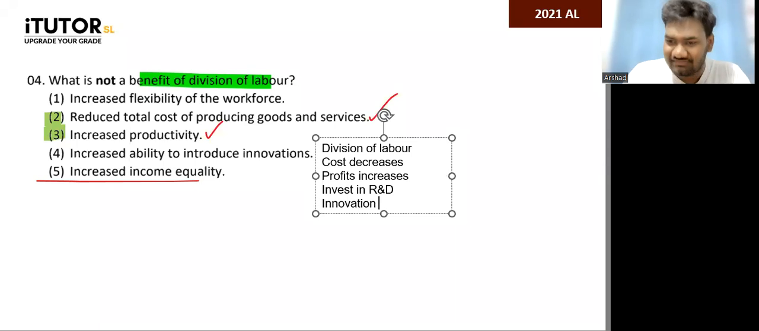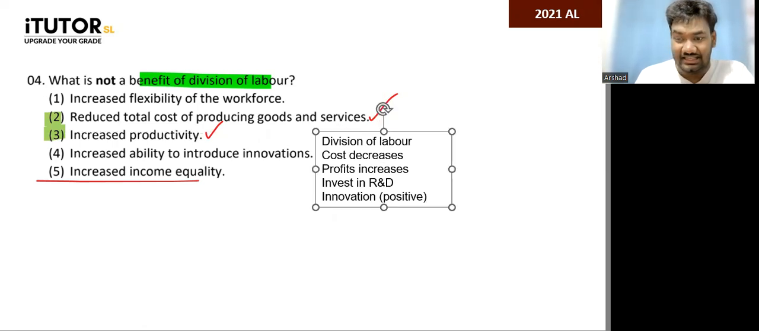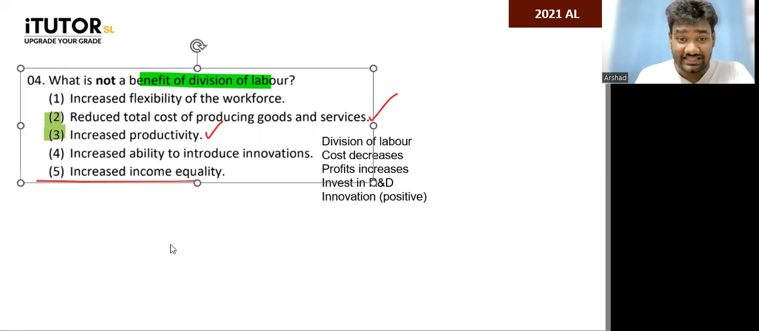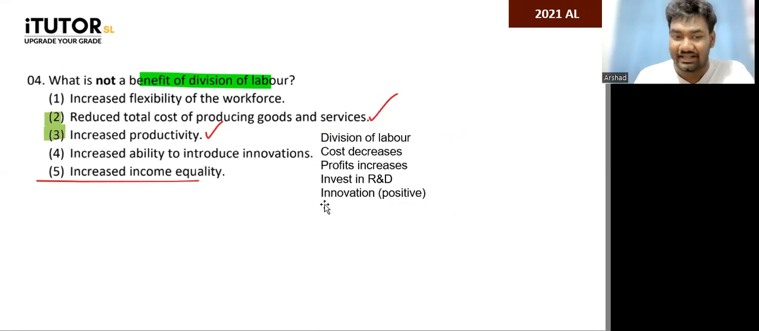Innovation, there is more ability for it to increase, right? New innovations can come, right? There is a positive impact on innovation. So you can argue it that way, right? Some person said labor can't come up with innovation, but they are not saying that, they are not asking what is not a benefit of division of labor for labor. No, they are just asking, right? So profits increase, so it can introduce innovation. Exactly, that's what I'm also saying. So therefore, you can say that this is also correct.